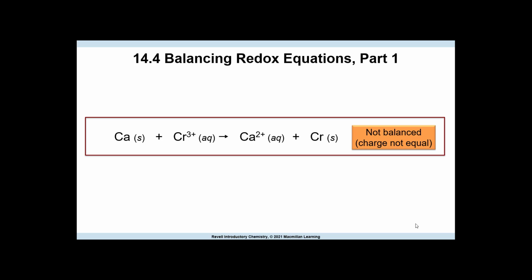For example, this unbalanced equation shows the reaction of calcium metal with aqueous chromium 3 plus. In this reaction, elemental calcium is oxidized to calcium with the 2 plus charge, while chromium with the 3 plus charge is reduced to elemental chromium. How do we go about balancing this? There are two approaches. We can write it as a complete reaction and balance the total charge, or we can separate it into half reactions and balance each of these. We'll look at both approaches.